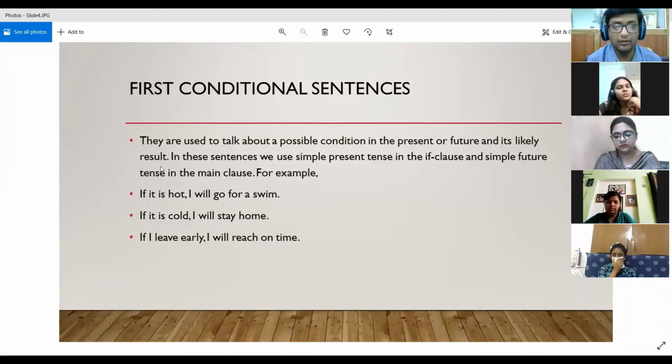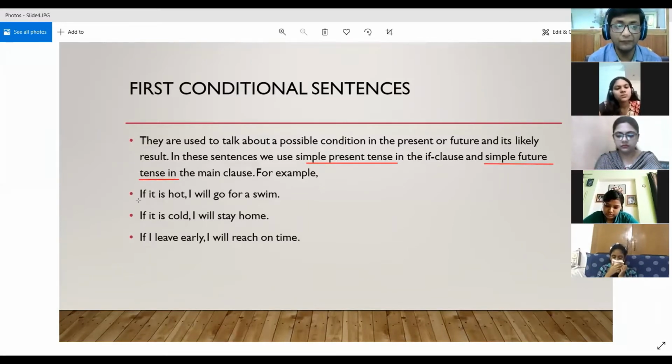So in these sentences, we use simple present tense in the if clause and simple future tense in the main clause. Remember this, that in the case of first conditional sentences, in the if clause, we are going to use simple present tense, just like in the case of zero conditional sentences. And in the main clause where the result is given, we will use simple future tense.